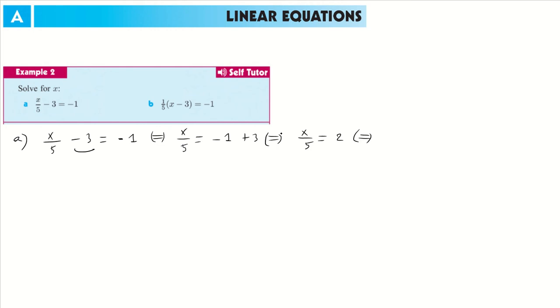And then, because I want to isolate the x, I want to get rid of the 5 here. On the left-hand side, it's divided by 5. So if I move it to the right-hand side, you have to multiply it by 5. So x is equal to 2 times 5, which is equal to 10.